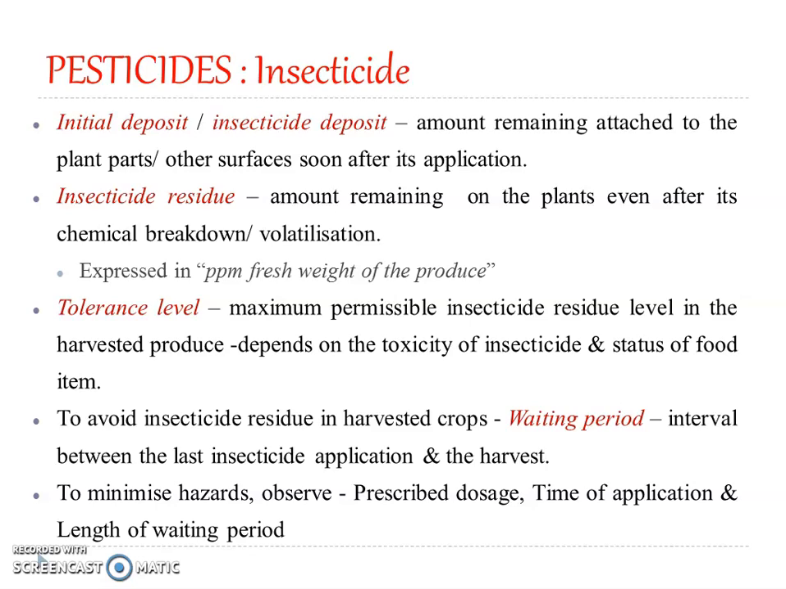Now, since insecticides are all toxic to animal life and human beings, their residue level in the harvested parts of food crops must not exceed a certain limit. This maximum permissible insecticide residue level in the harvested produce, that is the yield, is known as the tolerance level. Sometimes you may have heard that exported goods, for example black pepper, which are exported from India to various other nations, have been found to contain traces of DDT or some other chemicals. Black pepper is the produce in this example.